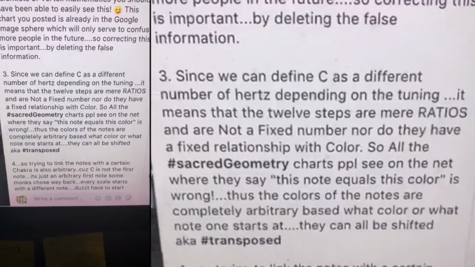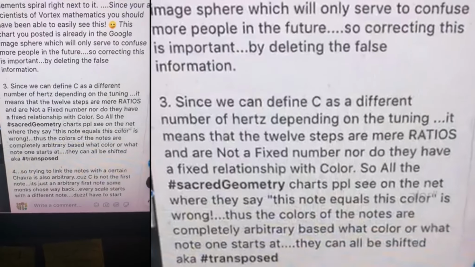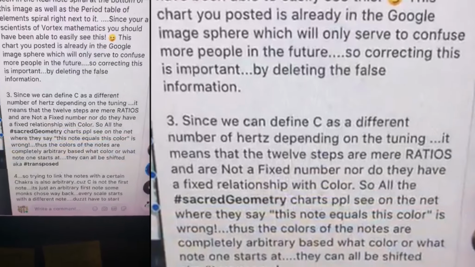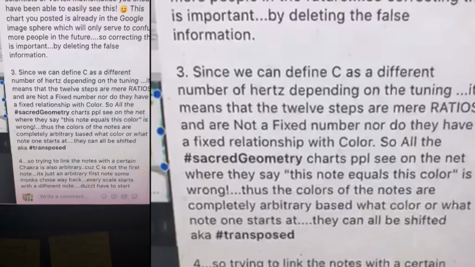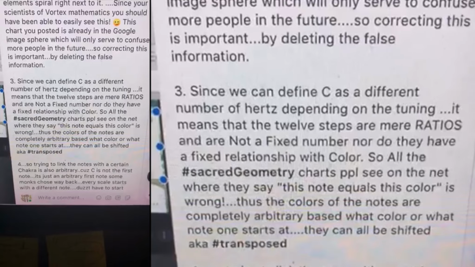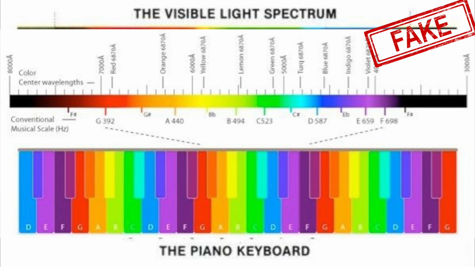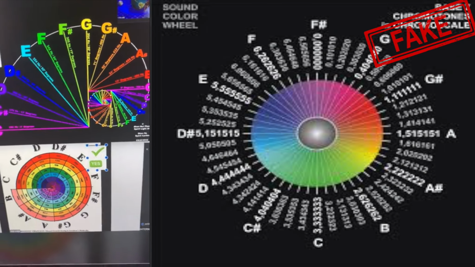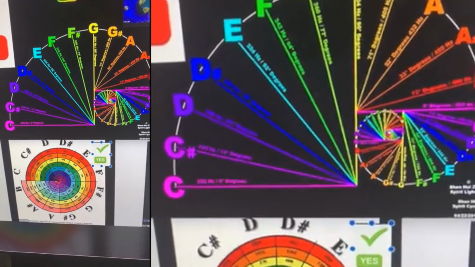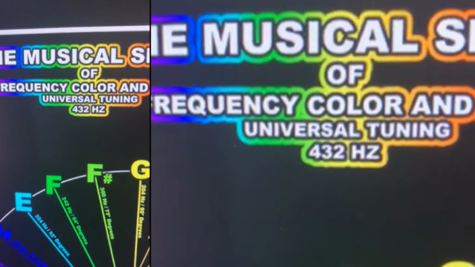Now, number 3. Since we can define C as a different number of hertz depending on the tuning, it means that the 12 steps are mere ratios and not a fixed number, nor do they have a fixed relationship with color. So all the sacred geometry charts people see on the net where it says this note equals this color are wrong. Thus, the colors of the notes are completely arbitrary based on what color or what note one starts at. They can all be shifted, aka transposed, all right? So anytime you see a chart where it says C is this color and E is this color, that's all arbitrary. You could shift the color wheel and you can shift the pitch wheel to however you want. The pitch wheel and the color wheel don't have an innately locked in relationship because you can tune it in different ways, and that's what tuning is about. Just the same way that some people say the better tuning of A is at 432 hertz, other people tune it at 440 hertz.